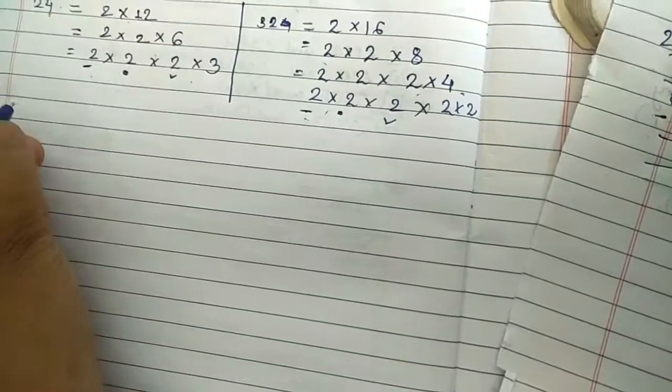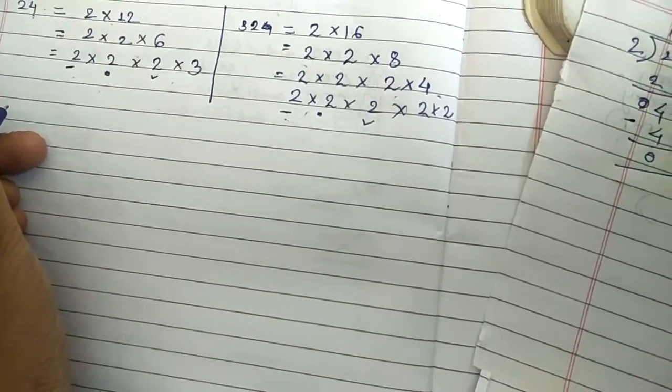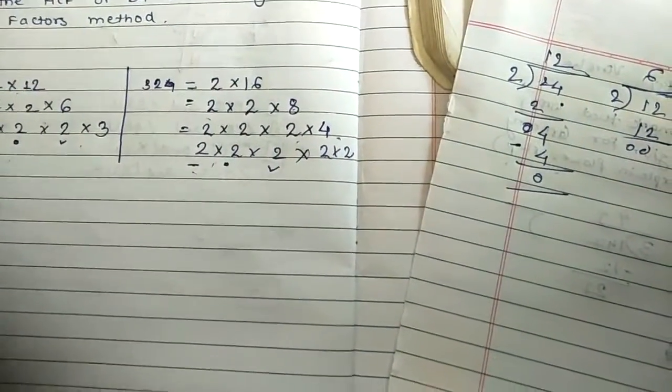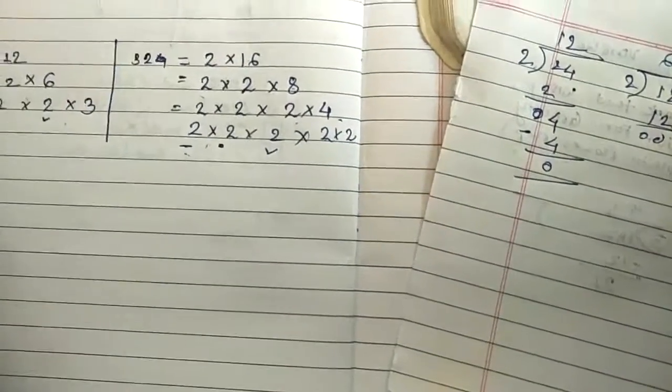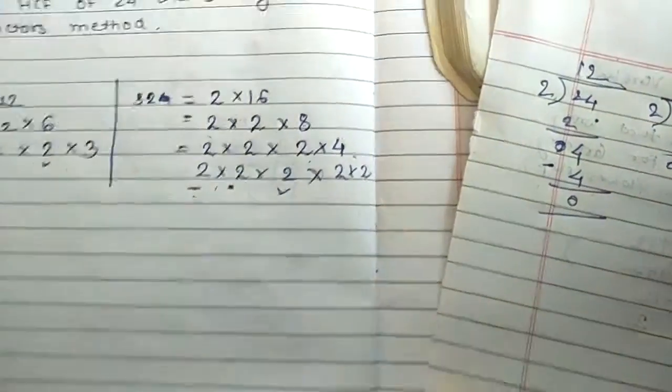So the last row, in the last row what we are going to see, we are going to write down the common factors. Which common factors came? 2 2 only is there, so therefore here we are going to say SCF. So SCF is equal to, so which are the common factors?